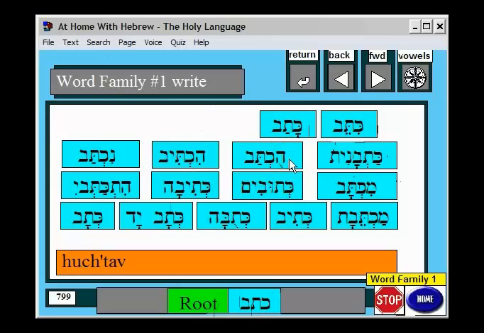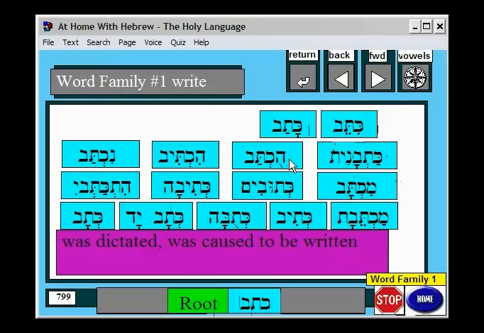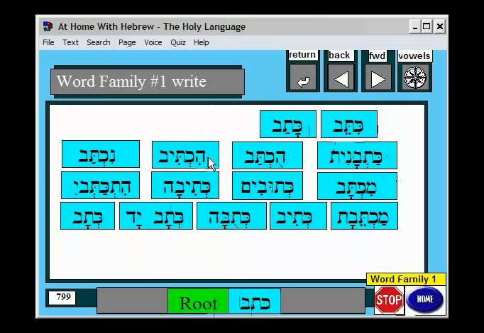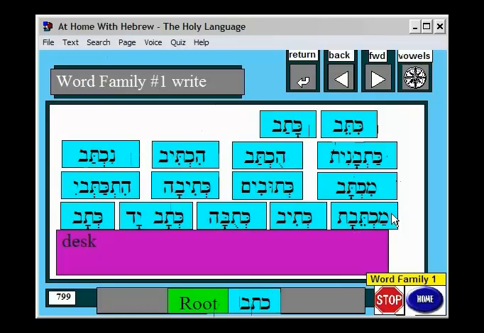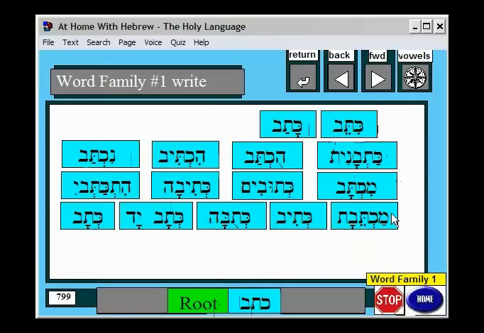We get this word, Chuchtav, which means to dictate. This word, Hiktiv, which is also dictation related, Nichtav, which means was written. I'm going to skip to the last row here. Machtevat. That's a desk. So something you write on is, in Hebrew, a desk is something you write on. So it's all from the word katav. As you can see here, the letters are in the middle of the word. There's the kaf, the tav, and the vet. And you just add other letters in front of it or after it, and it can totally change the meaning of a word.